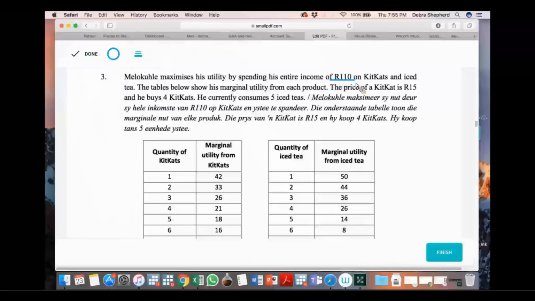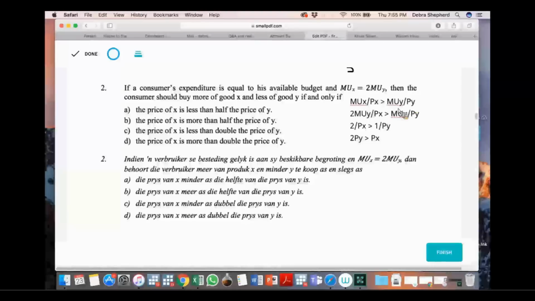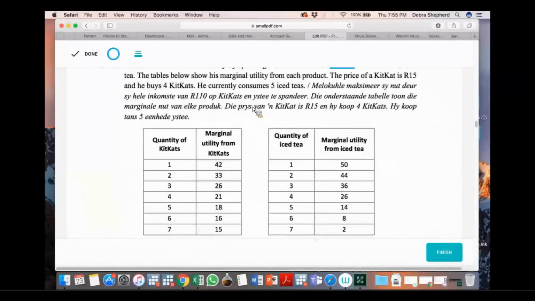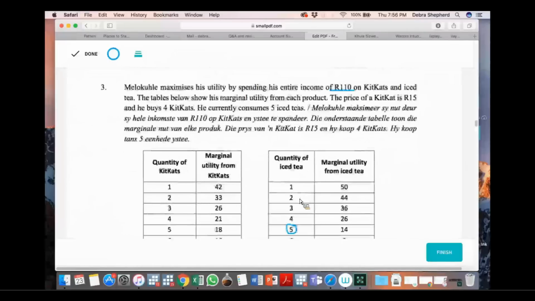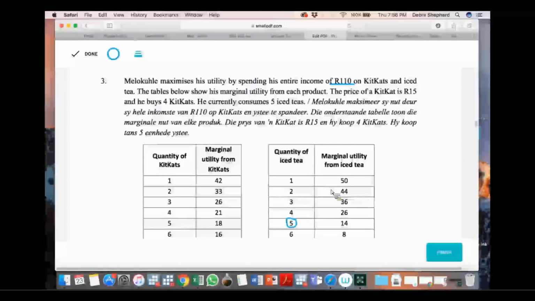So that's the one condition of consumer equilibrium. The one condition is spend all income. The other condition is make those marginal utilities per Rand equal. Okay. So they've given us a clue and said he currently consumes 5 iced teas. So we know that he's currently here. If he's currently consuming 5 iced teas, we don't yet know what the price is. So they ask us, calculate the price of an iced tea if Melo Kuchle spends his entire budget.